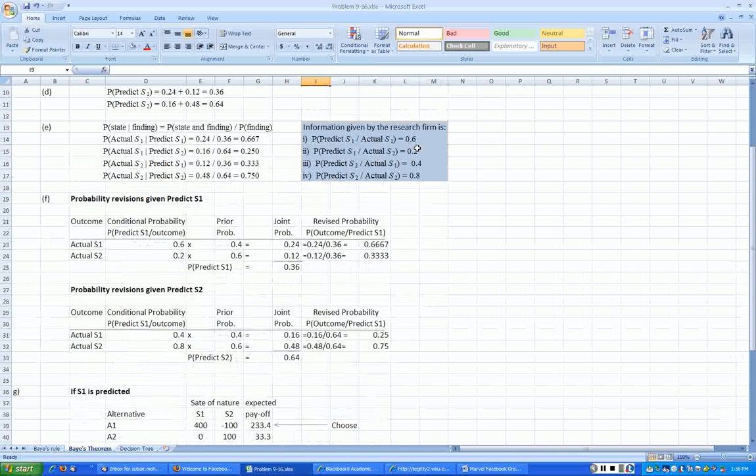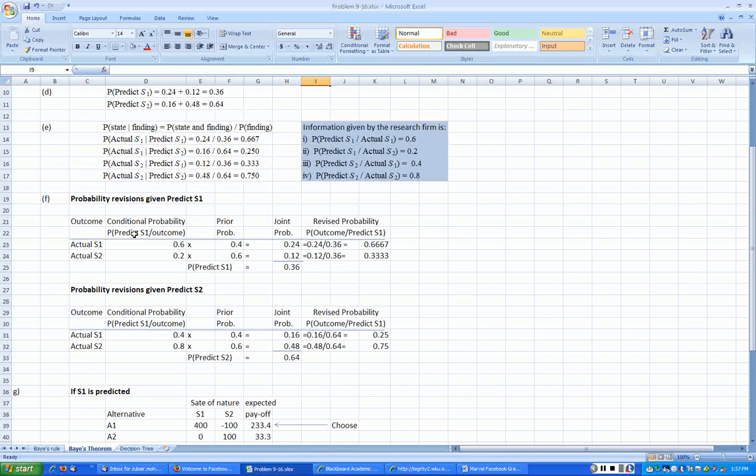Let me keep these two same here. So this is what we actually measure there in the market. Probability revisions given the prediction is S1. Let's say the survey company comes back and tells us it's going to be an S1, that is a good economy. So the outcome is actually the economy is good. Here actually the economy is bad. So this is a conditional probability. That is the prediction that we have here.